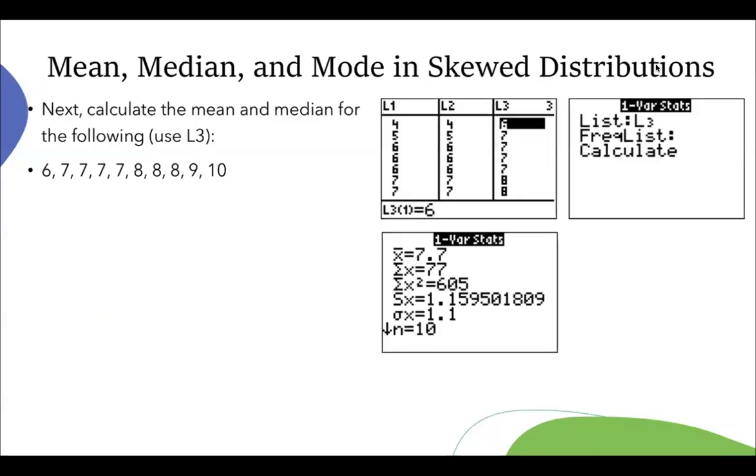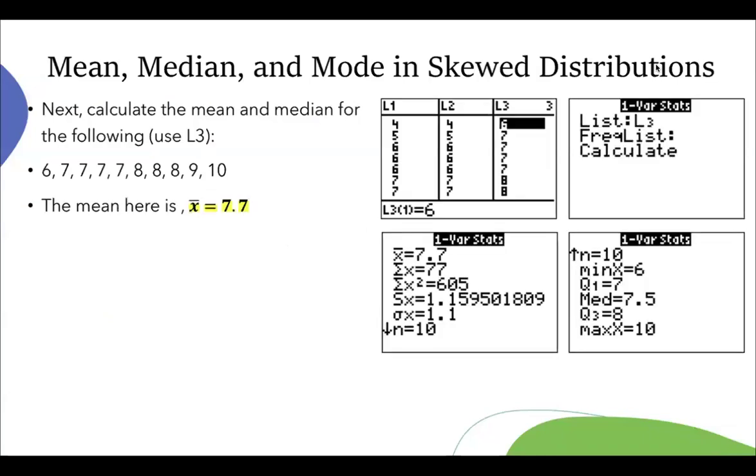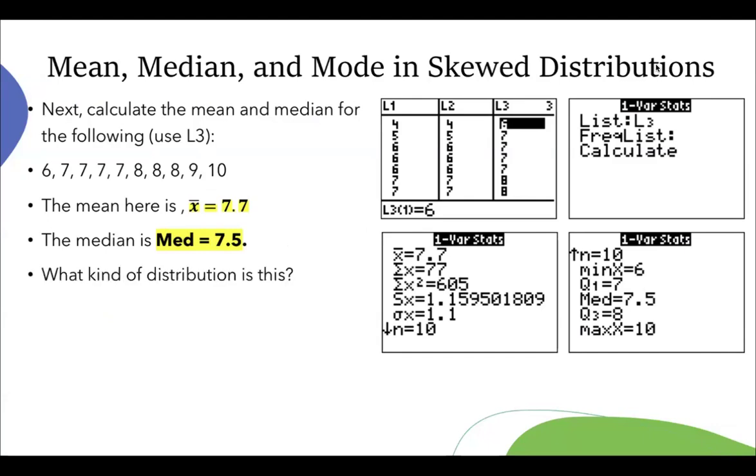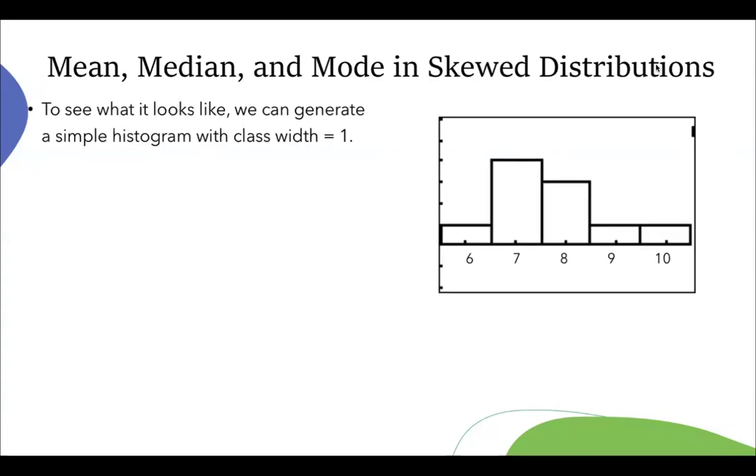Okay, so reviewing what we just did on the calculator and taking note of our values, the mean 7.7 and the median 7.5. This distribution, also skewed, is in the other direction. It's skewed on the other side, so this is a skewed right distribution. And if we were to graph it, we have one 6, and four 7s, two 8s, and one 9 and one 10. It is a skewed to the right distribution.